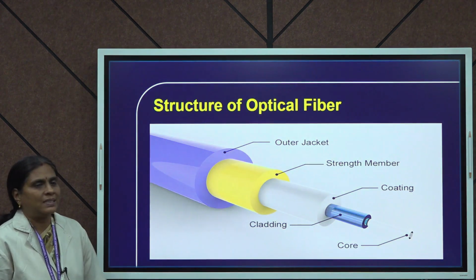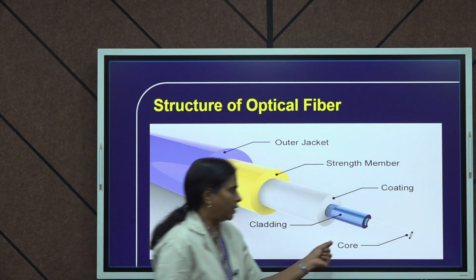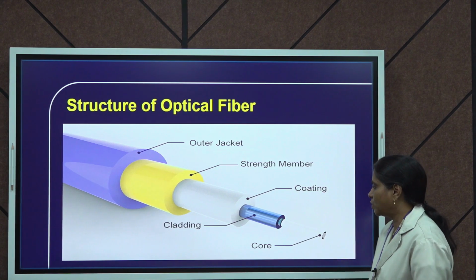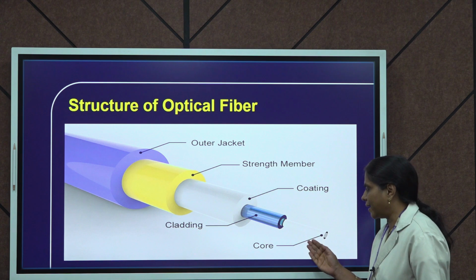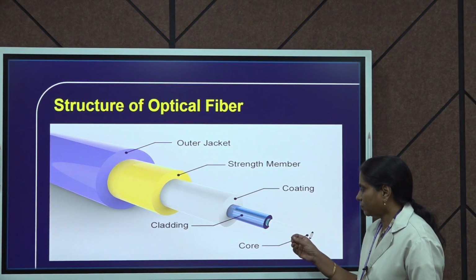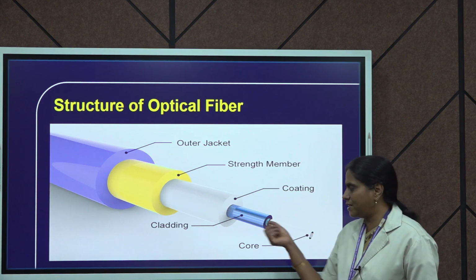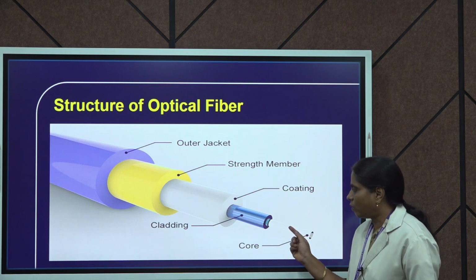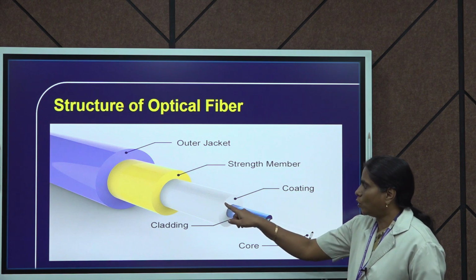So basically this is the structure of the optical fiber. The very important parts of the optical fiber are core and cladding. Both of them are made up of similar material like silicon dioxide. If it is a glass fiber, core and cladding are both made up of silicon dioxide, but they have a slight refractive index difference. So core is the basic one and the next outer layer is cladding, and there is some coating.